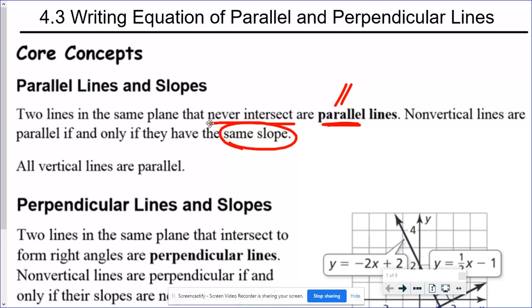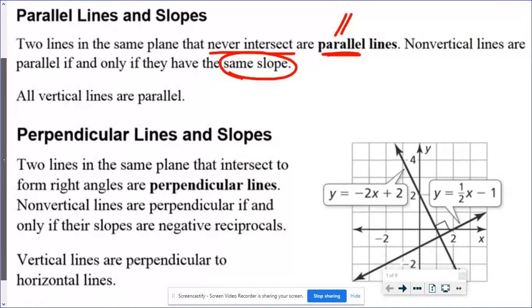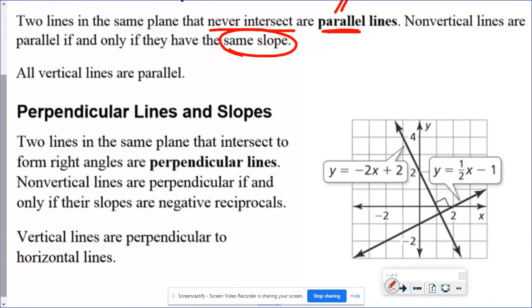Perpendicular lines do have to intersect, but they intersect at right angles. You can see in this picture, I have a right angle drawn here. So they intersect and they have to intersect at right angles. And that's, again, what perpendicular means.